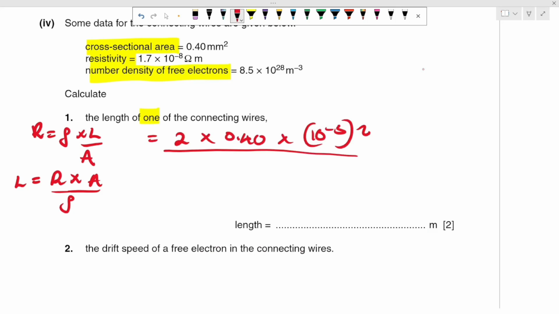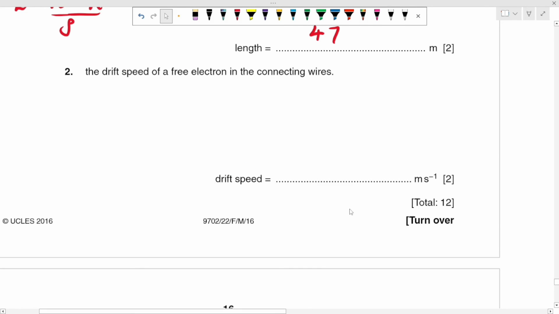My resistivity is 1.7 times 10 to the power of negative 8. You punch that into your calculator, and then you basically get 47 meters. So the wire is 47 meters long. That's pretty long. Part 2, we know that I is equal to AnvQ, right?